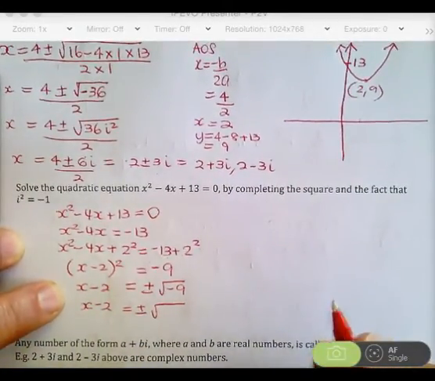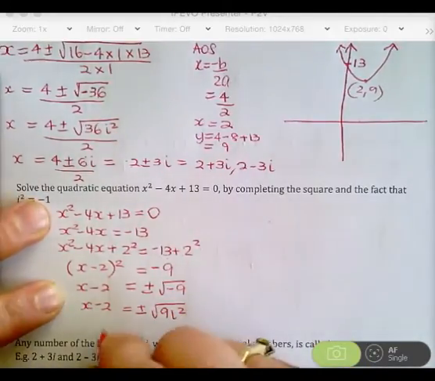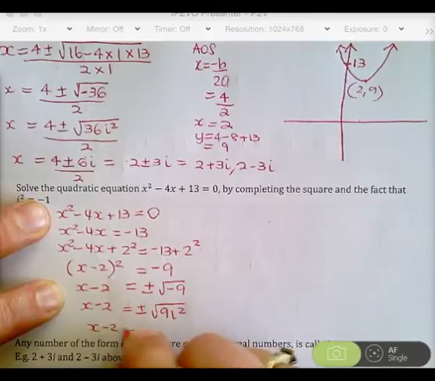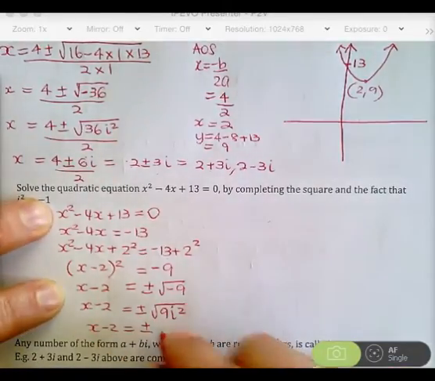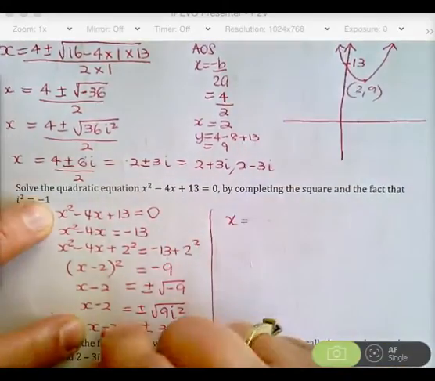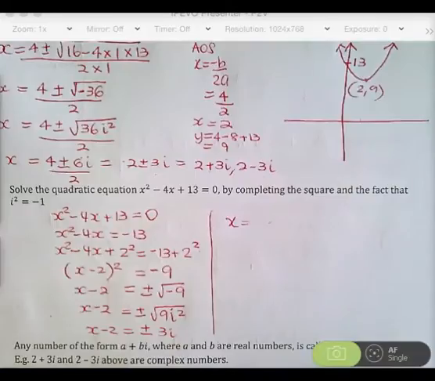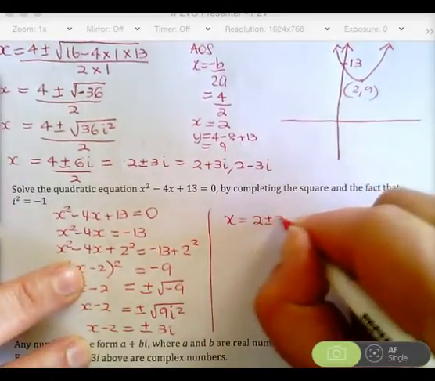We replace that with 9 times negative 1. Negative 1 is i squared, so it's 9i squared. So therefore x minus 2 is plus or minus, what's the square root of 9i squared? 3i. So therefore x equals, the negative 2, bring it to the front. What do you get? 2 plus or minus 3i.